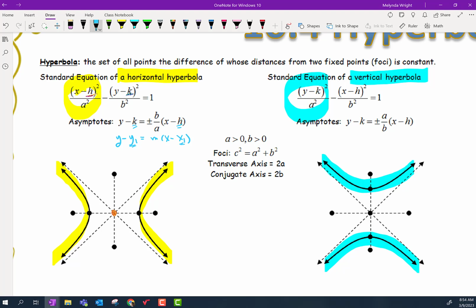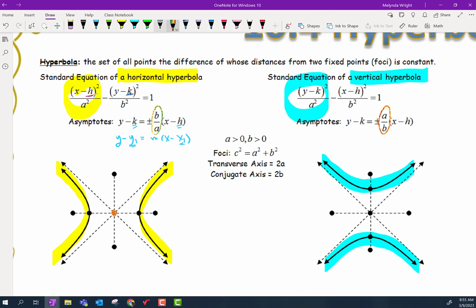So let's focus on this for just a moment. The slope of the asymptotes is either going to be b over a or a over b, depending on what kind of hyperbola. So let's see if we can figure out which is which. Thinking back to slope, which is rise over run, think about rise being the y and run being the x. Then you won't ever get mixed up.